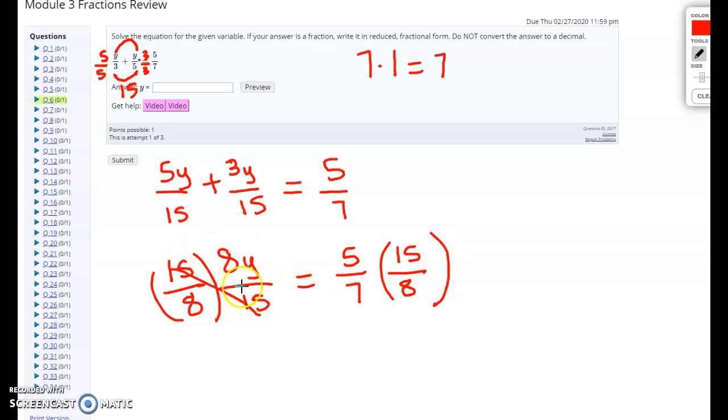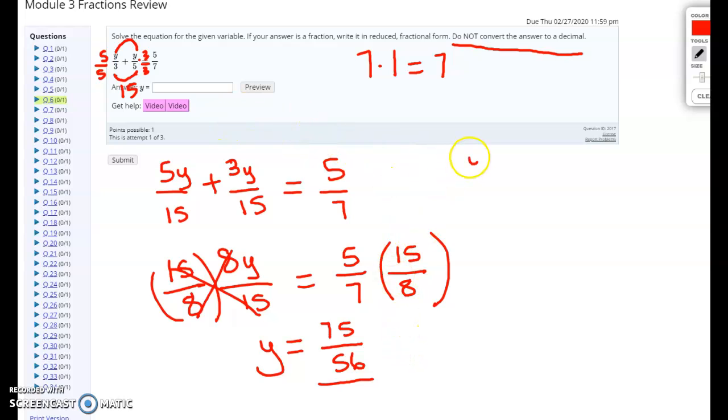So 15's cancel, 8's cancel, I just get y equals 5 times 15. First I'm going to check to make sure nothing cross cancels. 15 and 7, nothing will cancel out of both of those. 5 and 8, nothing cancels there. So 5 times 15, I'm going to end up with 75 over 7 times 8, which is 56. It's quite the problem there. Do not convert to a decimal, so I think this answer should be fine. You may need to change it to a mixed number.